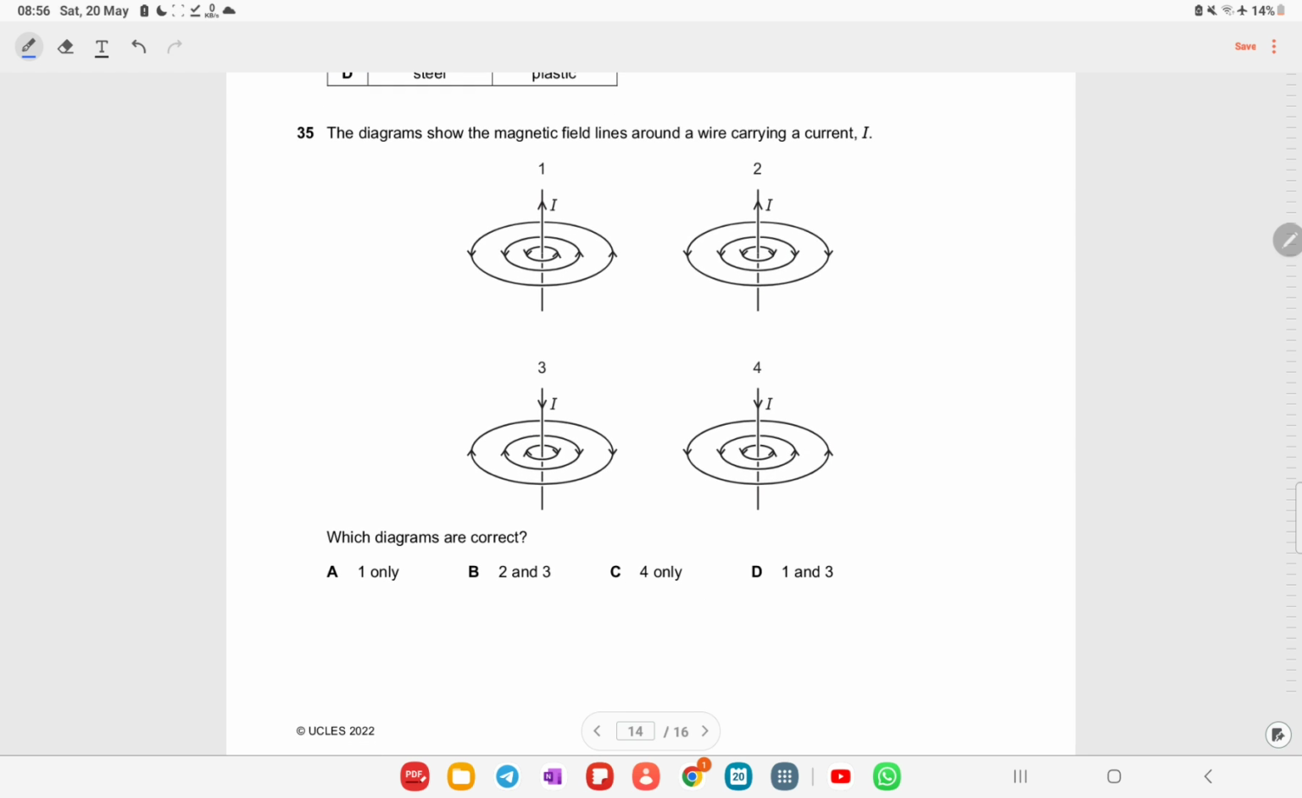The diagram shows the magnetic field lines around a wire carrying a current. Using the right hand grip rule, option 1 and option 3 are right, because your thumb points in the direction of the current and your fingers show the direction of the magnetic field. If the current is moving upward, the field is anti-clockwise, which is 1, and if the current is downward, the magnetic field will be clockwise. So option 1 and 3 is the right choice.